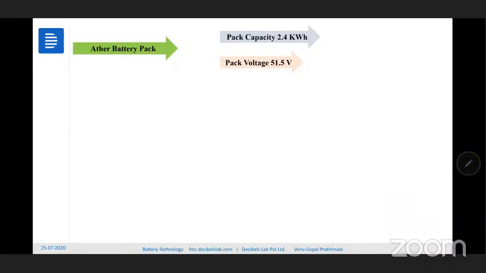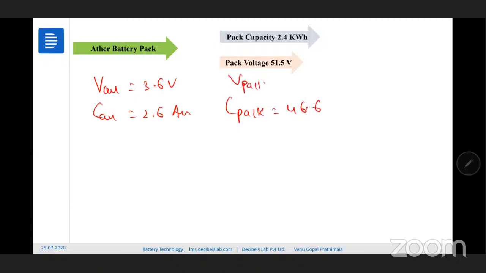Now V cell is 3.6 and C cell is 2.6. C pack equals 46.6, V pack equals 51.5 volts, and E pack equals 2.4 kilowatt hour. Similarly, E cell equals 3.6 into 2.6, that is 9.36 watt hour.